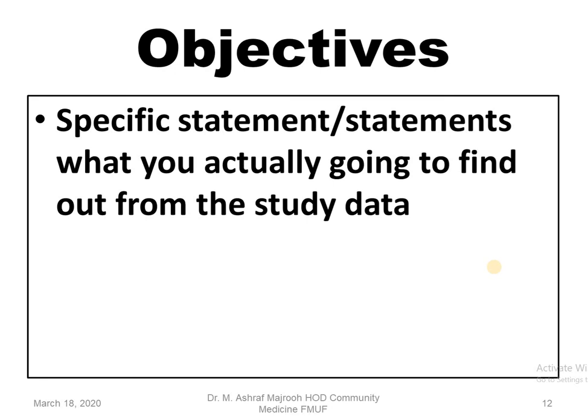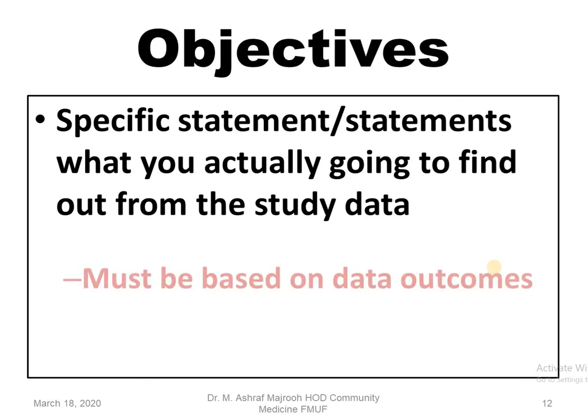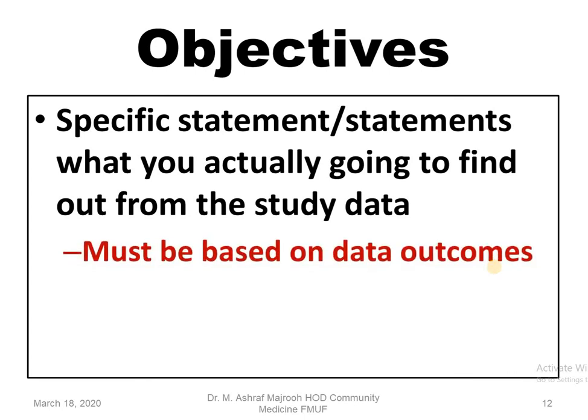The objectives are the specific statements which are framed about what you are actually going to find from your study data, and the characteristic of the study objectives must be based on the data outcome, the data which you are going to reflect in the literature review. You are digging out facts based on data from other people, but here you are going to visualize those outcomes which are from your own data.